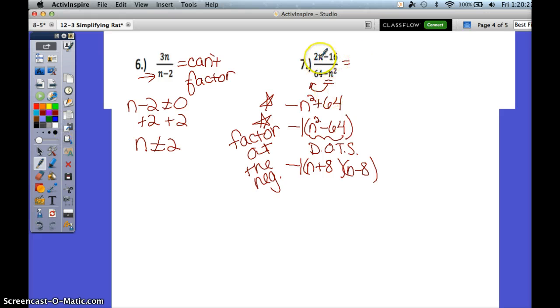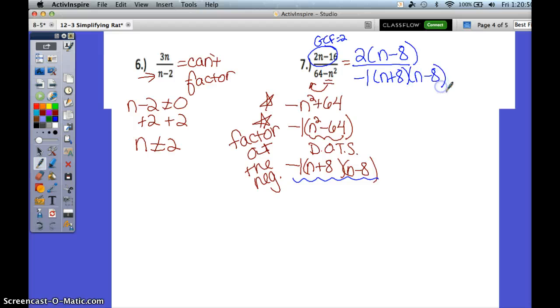So we can factor the 2 out. This guy has a GCF of 2. So you have 2 times the quantity n minus 8 over, we simplified the denominator right here to negative 1 times the quantity n plus 8 times the quantity n minus 8. Do you see a common binomial? I do, right here and right here, n minus 8. So you get 2 over negative 1 times the quantity n plus 8. But let's just make the negative in the numerator: negative 2 over n plus 8.